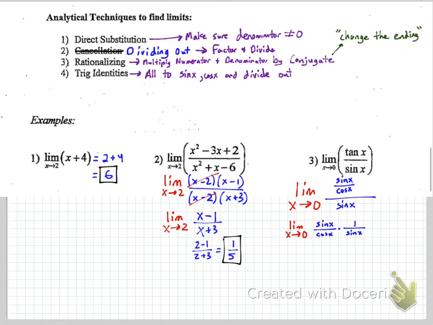Now I can see much more clearly the sines can divide out. So we get 1 over cosine of x. At this point, plugging in 0 or substituting in 0 is not a problem because cosine of 0, if you think about the graph, cosine of 0 is 1. Up here, however, sine of 0 is 0, so we could not have plugged it in initially.